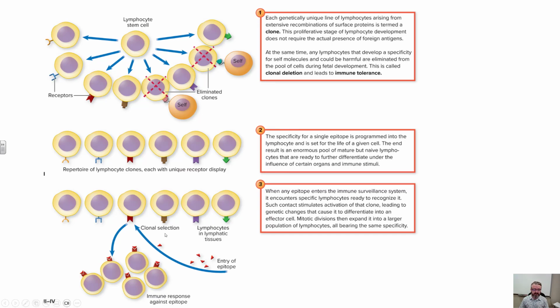Now, for those cells that are activated, what will happen is an antigen, or an epitope as it describes here, is bound to a specific receptor.